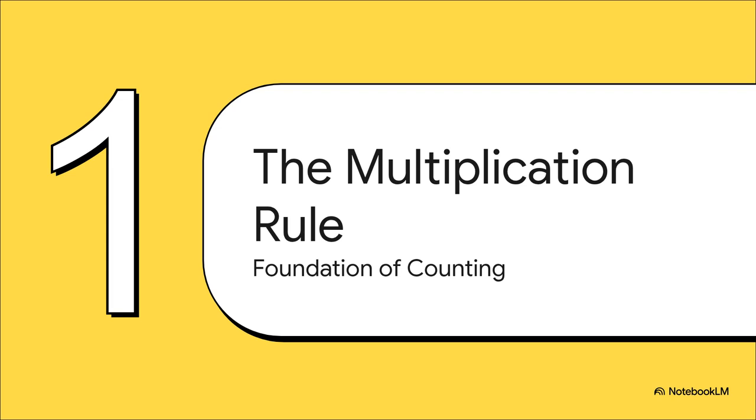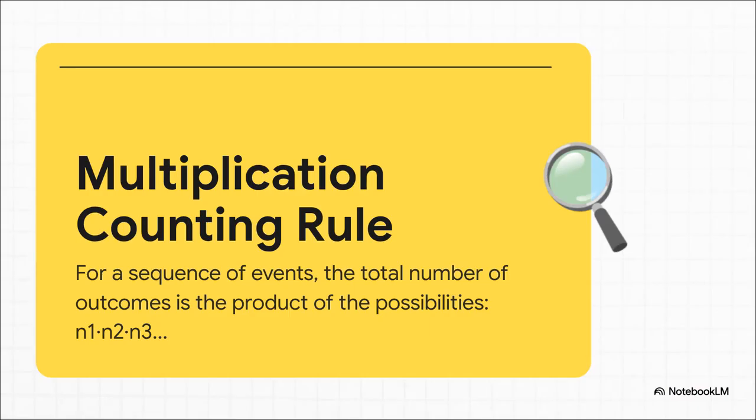Our first tool is called the multiplication rule. This one is super intuitive, and honestly, it's the foundation for everything else we're going to talk about today. The rule is really simple. If you have a series of choices to make, one after the other, you just multiply the number of options you have at each step. That's it. That gives you the total number of possible outcomes.